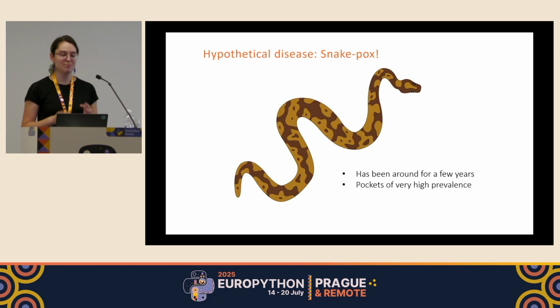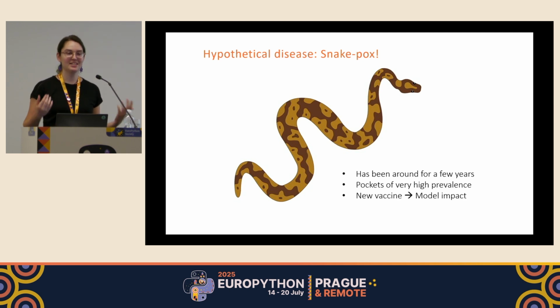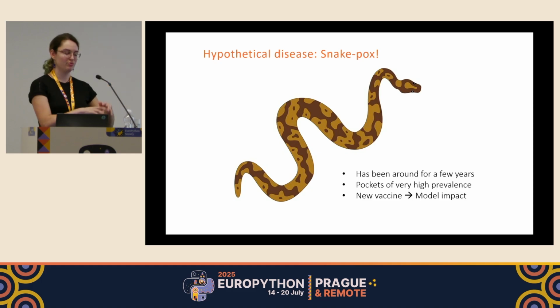most of the world, but there are still some pockets of very high prevalence, very high infections in certain parts of the world. And now there's a new vaccine, and say the government from one of the areas with very high prevalence has contacted us and they want us to model the impact that this vaccine could have. So they're kind of trying to figure out whether it would be worth it for them to do a vaccine program in their country.